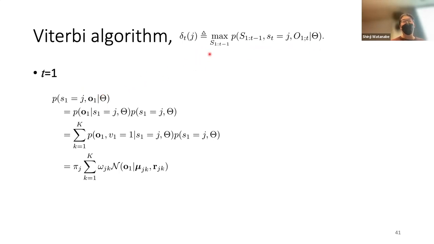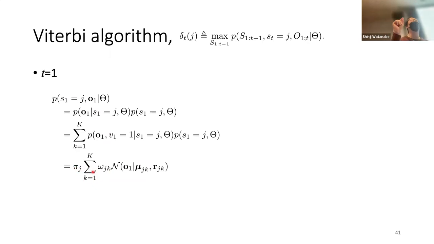And then if we use this kind of definition, we can actually write the equation as a joint probability of the first observation and the HMM state in the first frame. And this one, we don't need to consider the summation over the sequence or latent variable. There's nothing. We can actually compute it as a Gaussian mixture likelihood and the initial state.